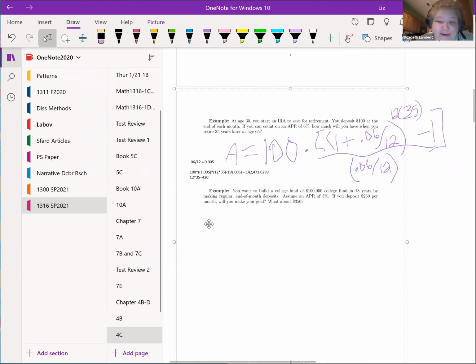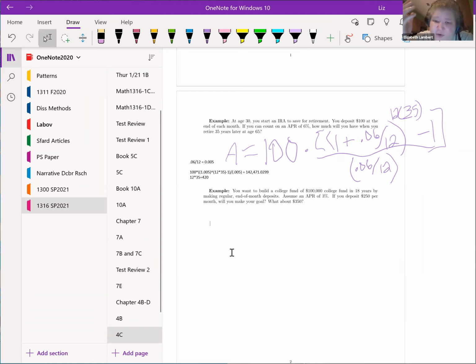Now they're going to talk about a college fund. Like, these problems were actually written a couple years ago. Even then, they're still poorly chosen, and I apologize.